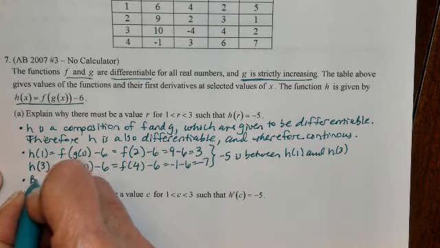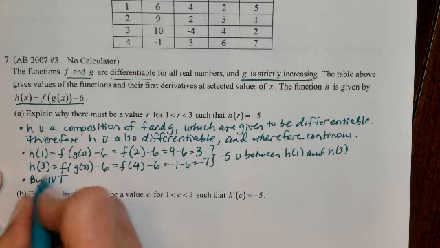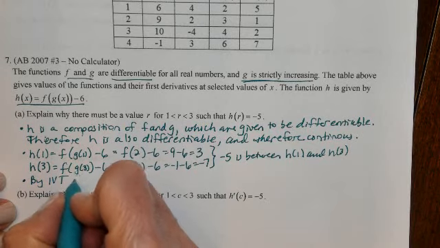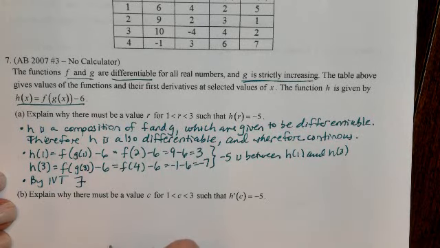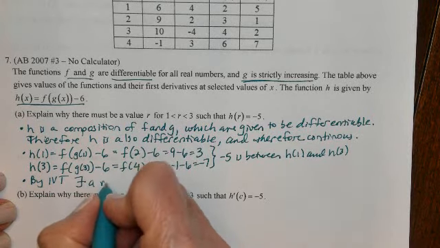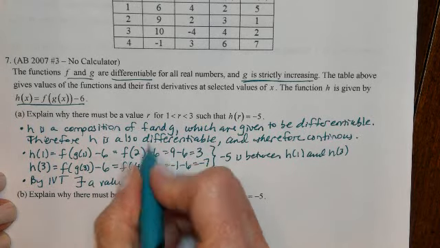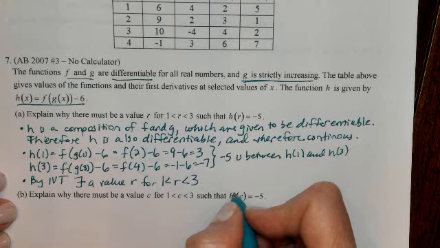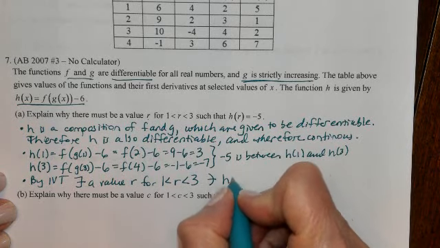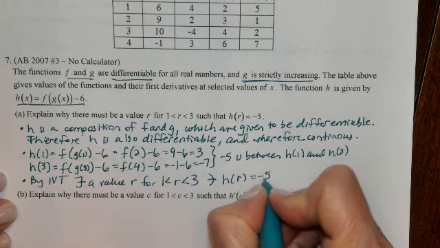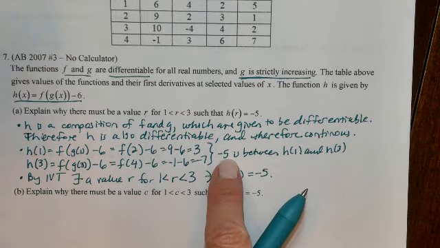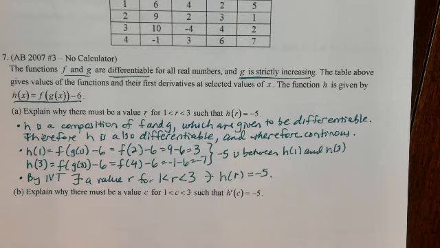Therefore, by IVT, and you don't have to say by IVT, you can just say therefore, there must exist a value R, for R is between 1 and 3, such that h of R is -5. They could have said -4, -3, -2, -1, 0. They could have said 1.5. They could have said lots and lots of numbers. They just picked -5. Okay?